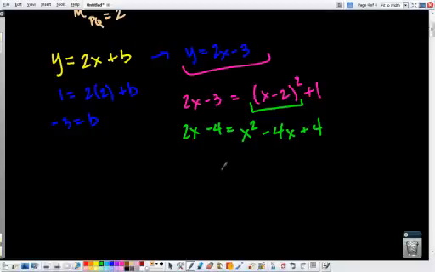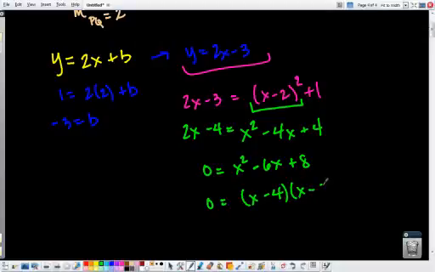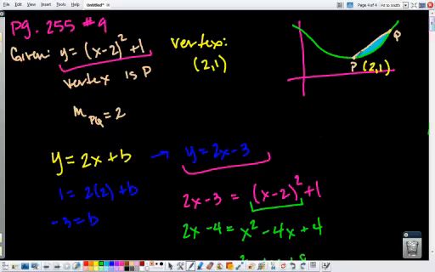Okay, and now I'm going to get everything on one side because I'm either going to factor, hopefully, and if I can't factor, I'm going to use the quadratic formula. So I end up with x squared minus 6x plus 8. Yay, we can factor this. So we end up with x minus 4 and a binomial with x minus 2. Since we're trying to make each of these 0, we know that our x coordinates are 4 and 2. Well, we already knew one of our x coordinates was 2, because P was 2, so that means this one is 4.